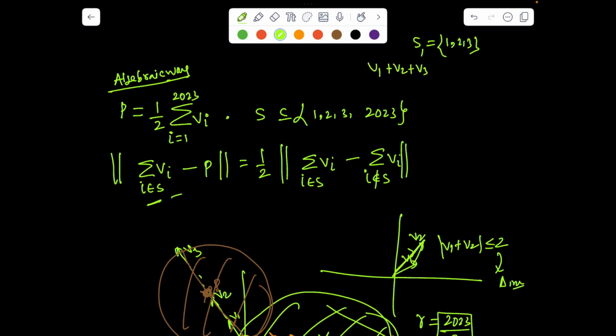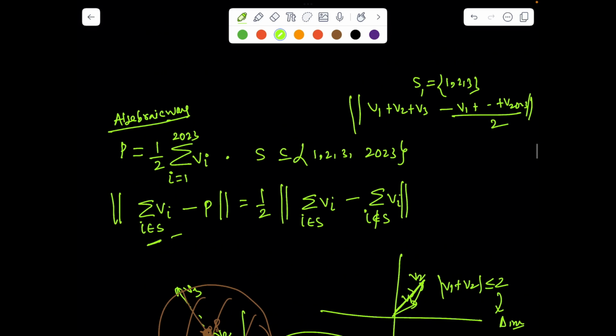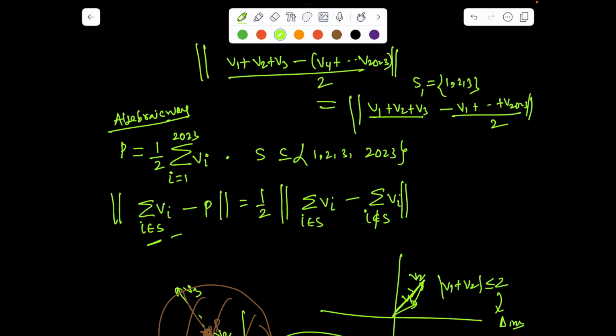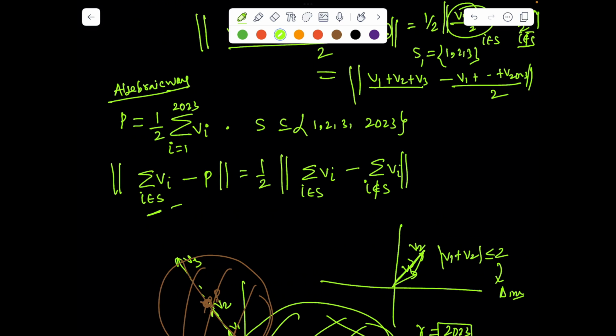I will write B1 plus B2 plus B3 minus that point, which is B1 plus B2 till B2023 by 2. And this simply evaluates to B1 plus B2 plus B3 minus the leftover B4 till B2023 over 2. And this is nothing but half times B1 plus B2 plus B3 by 2 minus leftover B2023 by 2. And this is precisely all B's when i belongs to S, and this is i does not belong to S, right? So that is what I have written over here.